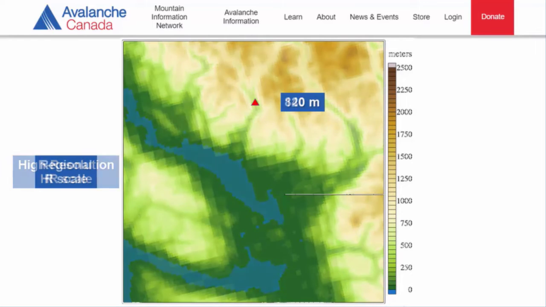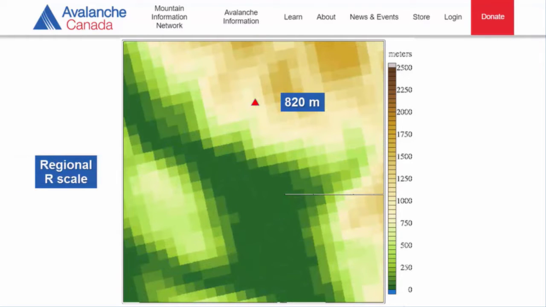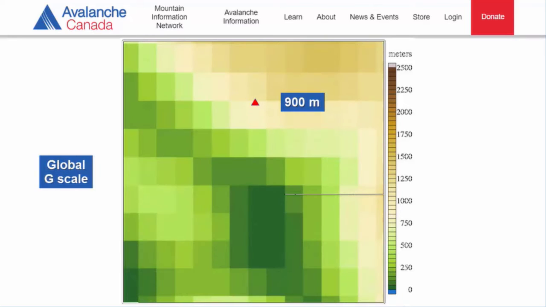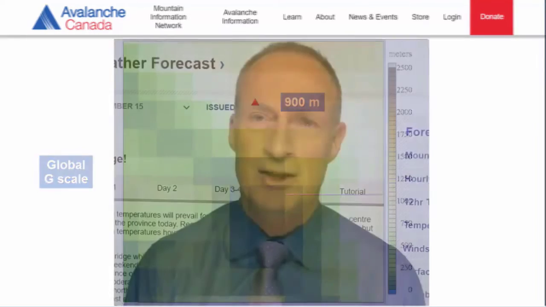In the regional scale, the airport is at 820 meters in a very shallow and smooth valley. In the global scale, it's almost 900 meters above sea level. So don't rely on the global surface temperature for Squamish, because the model air won't resemble the real air down at sea level. More detail requires more computing power, so high-res models project only into the short range, but coarse scale models allow much longer predictions.